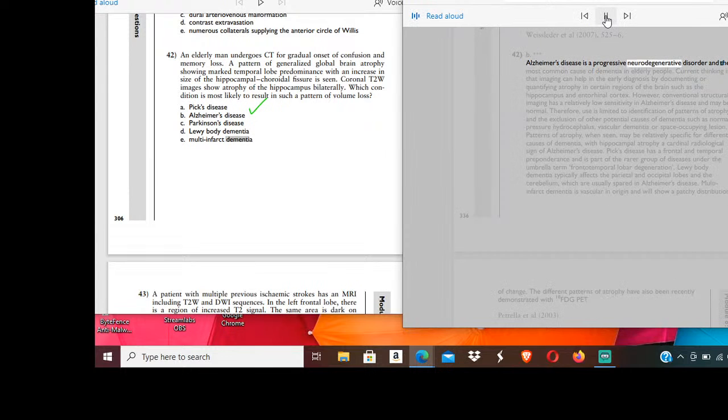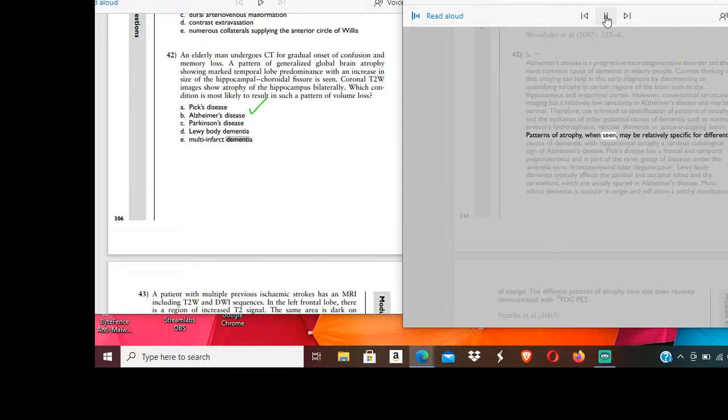Alzheimer's disease is a progressive neurodegenerative disorder and the most common cause of dementia in elderly people. Current thinking is that imaging can help in the early diagnosis by documenting or quantifying atrophy in certain regions of the brain such as the hippocampus and entorhinal cortex. However, conventional structural imaging has a relatively low sensitivity in Alzheimer's disease and may be normal. Therefore, use is limited to identification of patterns of atrophy and the exclusion of other potential causes of dementia such as normal pressure hydrocephalus, vascular dementia, or space-occupying lesion.